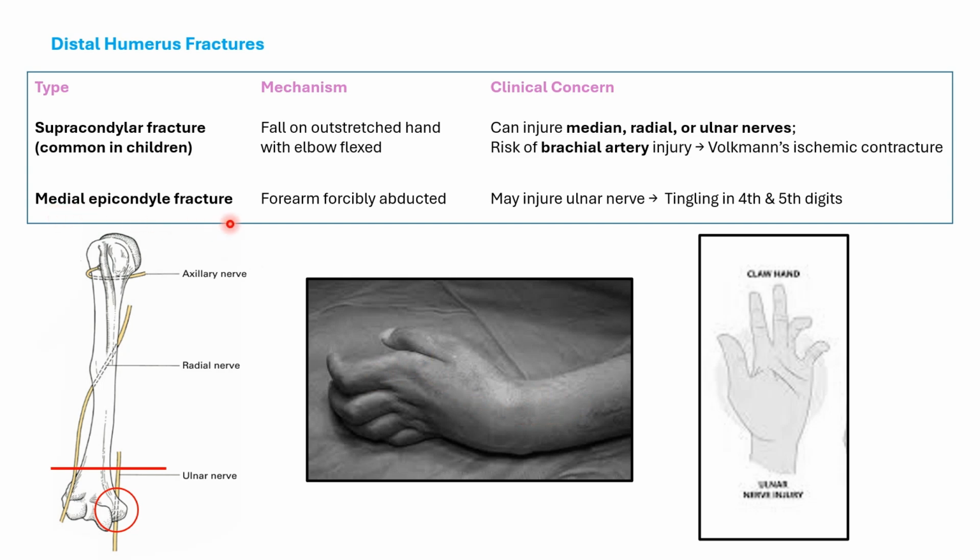Next one is medial epicondylar fracture. The mechanism is the forearm being forcibly abducted. This is the medial epicondylar fracture. You can see the medial epicondyle is related to the ulnar nerve, so the ulnar nerve may be injured. If the ulnar nerve is injured, it leads to ulnar claw hand. Its symptom is tingling in the fourth and fifth digits.